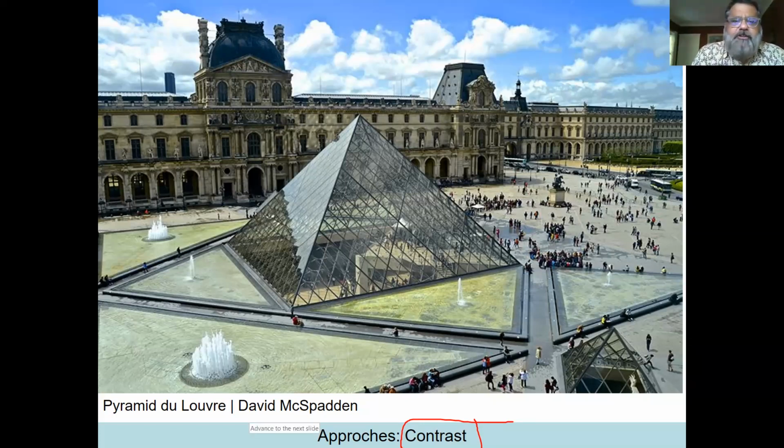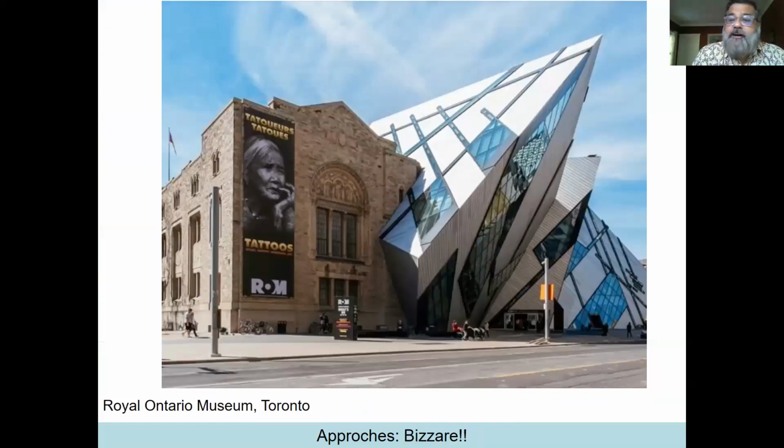And I just included this for fun. I call it bizarre. This is again by one of the greats, the Crystal by Daniel Libeskind. It was a multi-million dollar expansion of the Royal Ontario Museum in Toronto. And you can see this is a classic Libeskind design.